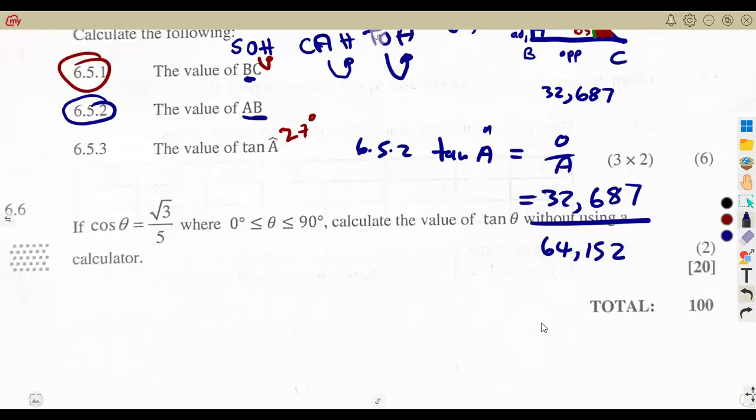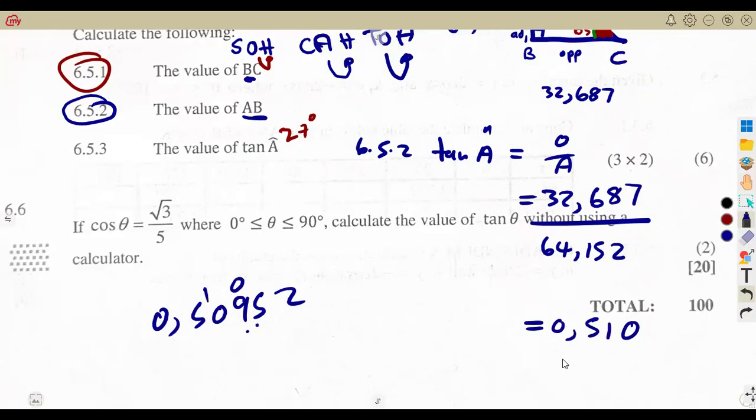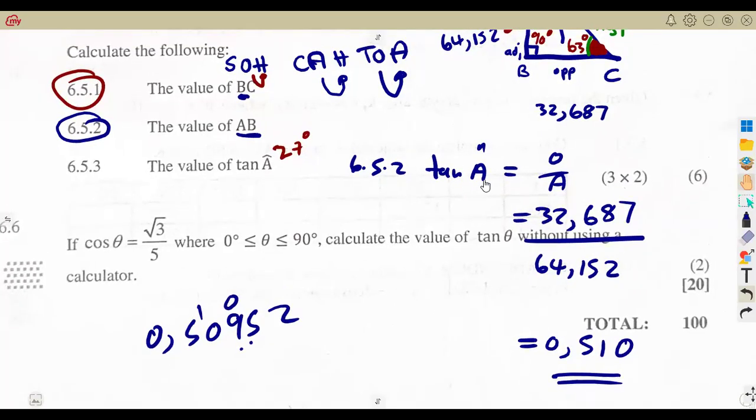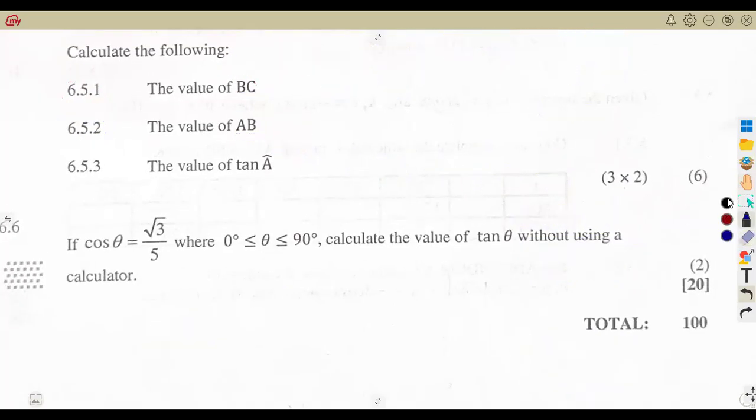All right? So dividing these two, you're going to obtain 0,50952. But if you have already fixed your calculator to 3 decimal places, it's just going to give you the answer. But this 0 was going to change into a 1, so that's 0,510 to 3 decimal places, just like that. So this is the tan of A, opposite over adjacent.